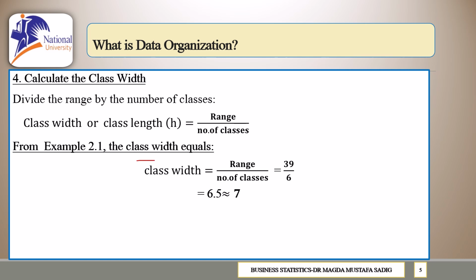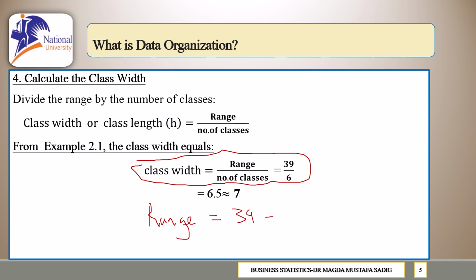We find the class width by dividing the range by the number of classes, and our range equals 39 minus 0, which equals 39.